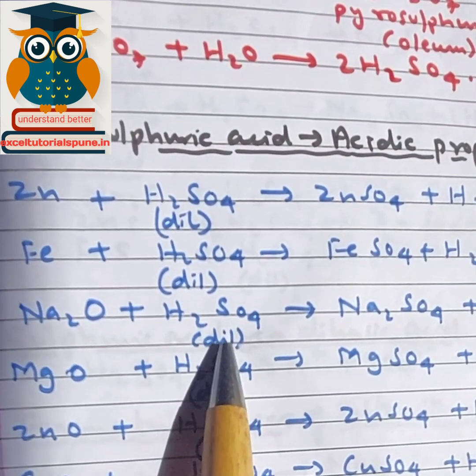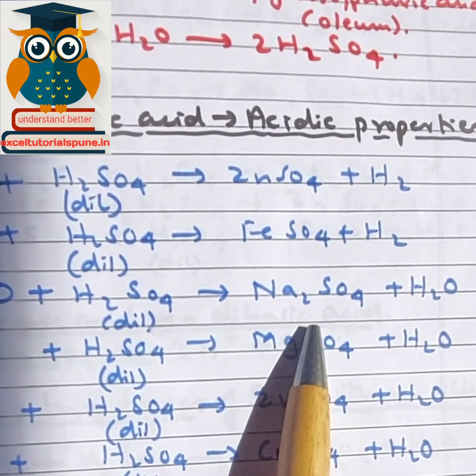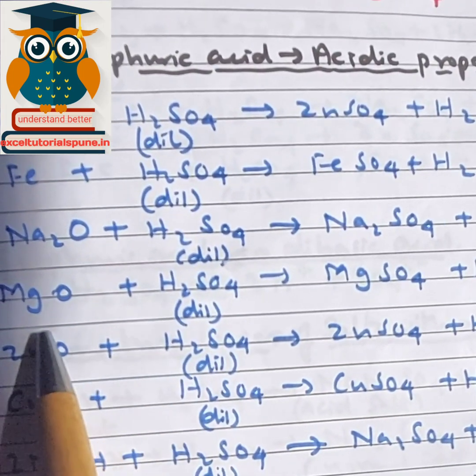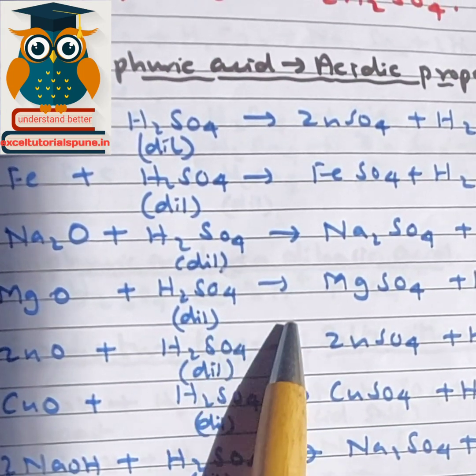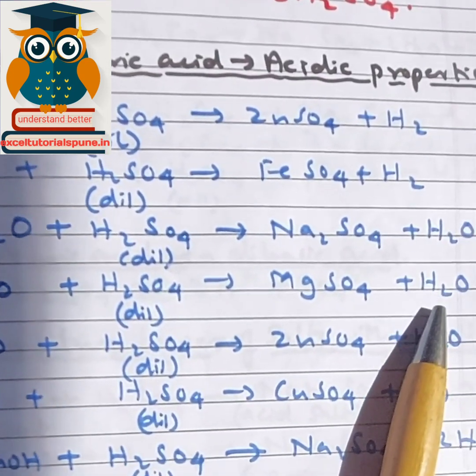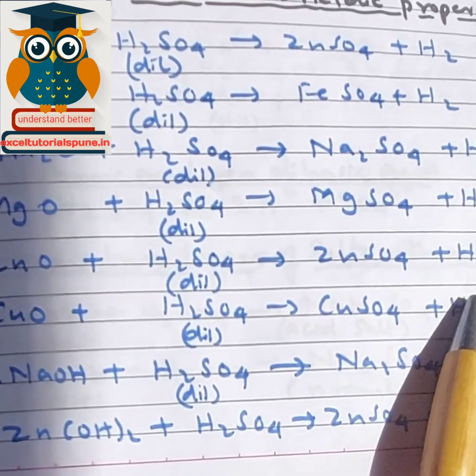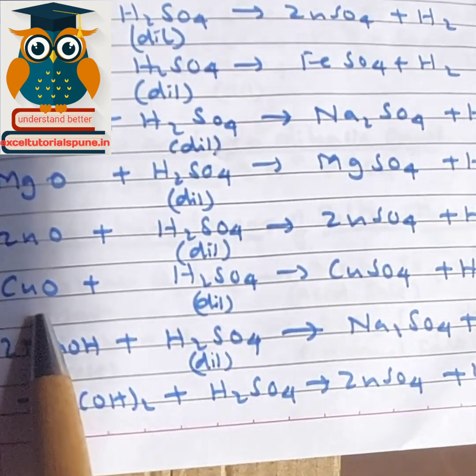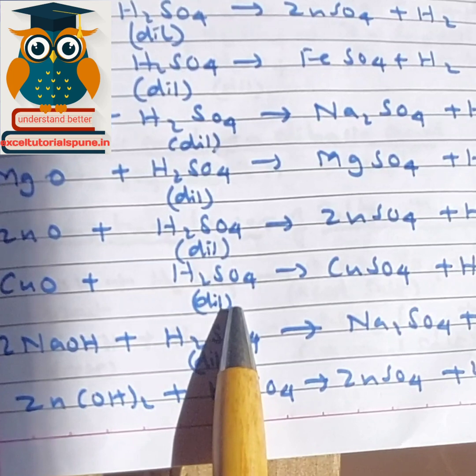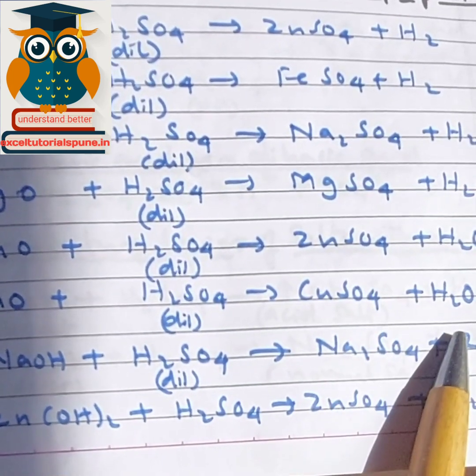Sodium oxide plus sulfuric acid gives you sodium sulfate plus water. Then magnesium oxide plus sulfuric acid gives you magnesium sulfate plus water. Then zinc oxide plus sulfuric acid gives you zinc sulfate plus water. Then copper oxide plus dilute sulfuric acid gives you copper sulfate plus water.